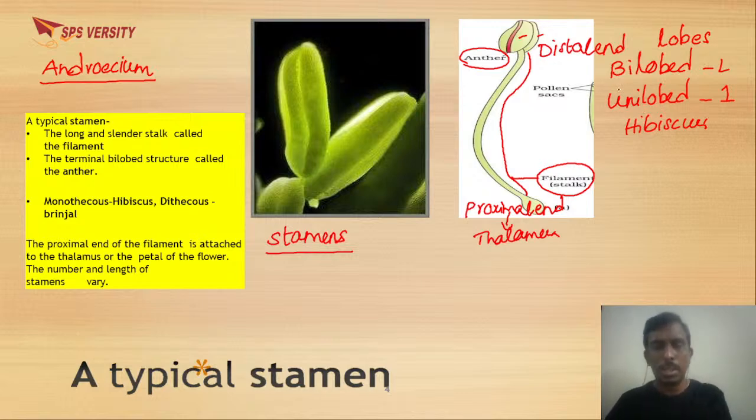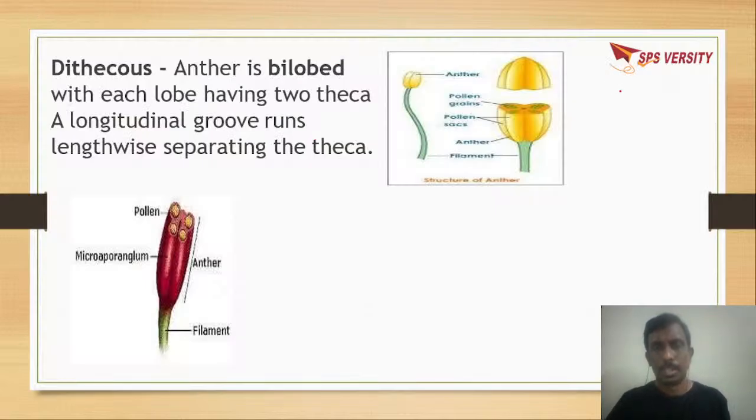So here when you come to a bilobed anther, the anther is bilobed, which has two lobes. So this is one lobe, this is another lobe. And if you go into the depth of each lobe, inside each lobe there are again spherical parts. That is, in each lobe there are two parts. So these are called theca. That means in one lobe there are two theca.